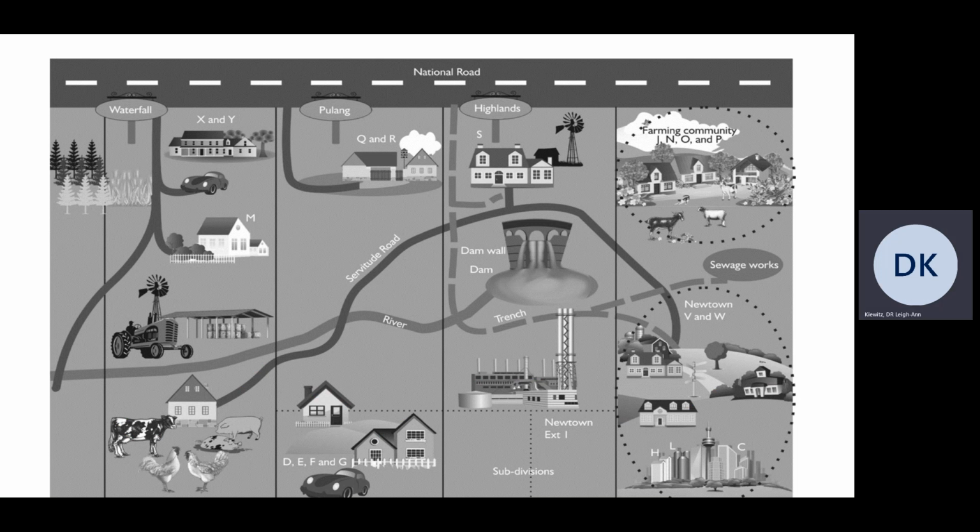An example of a predial servitude in this situation would be where S, who is the owner of Highlands Farm, has a servitude of right-of-way over Pulang, which belongs to Q and R, in order to access X and Y's farm, Waterfall. So the land over which the servitude of right-of-way is registered is the servient tenement. So Pulang would be the servient tenement, and Highlands will be the dominant tenement.